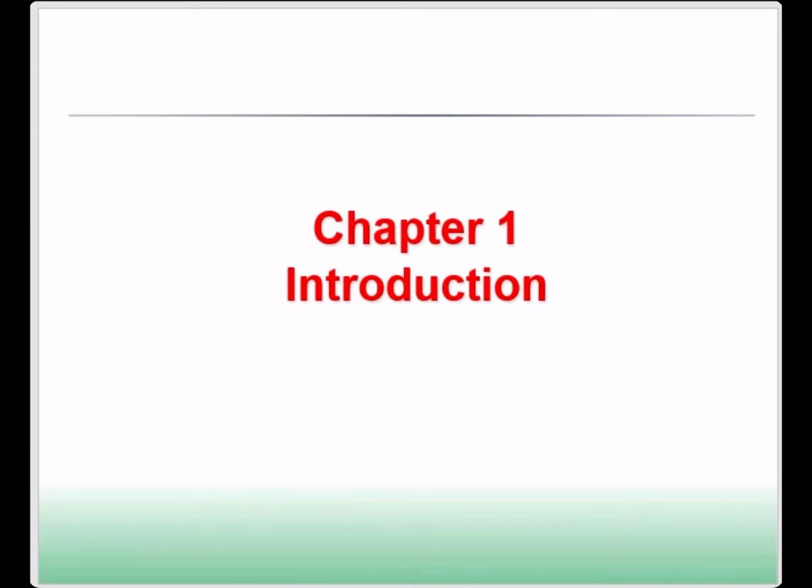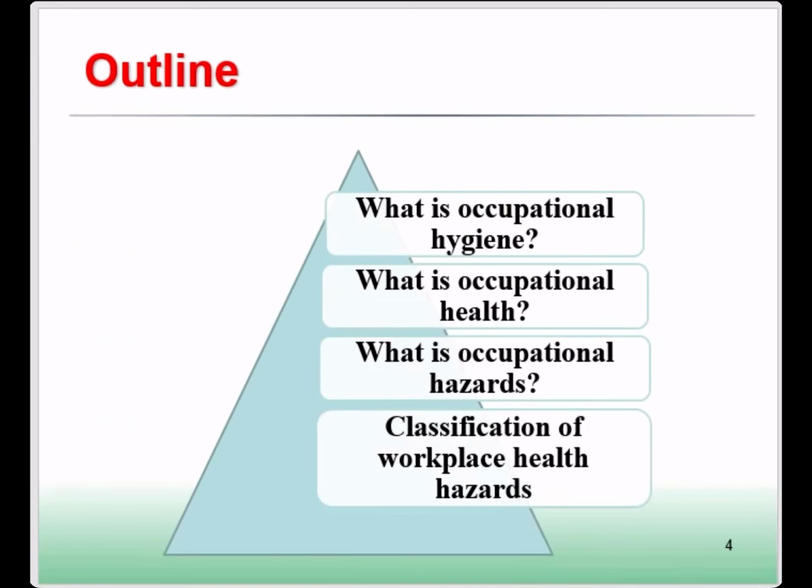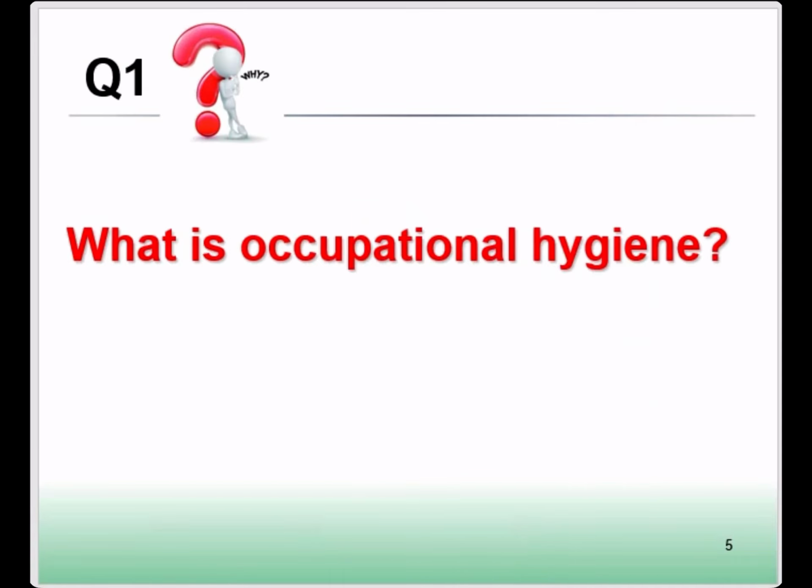Let's move to the first one, introduction. In the introduction part, 4 different things we will introduce. The first one is what is occupational hygiene. The second one is what is occupational health. And then the third one is occupational hazard. The last one is classification of workplace health hazards. Let's move to the first question. What is occupational hygiene?